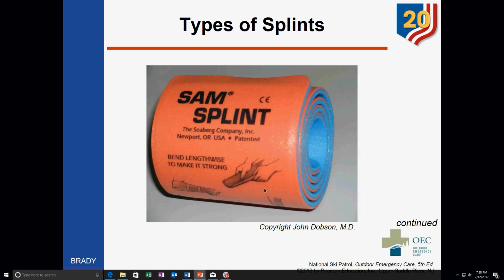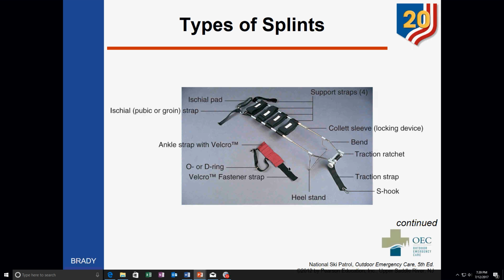Remember, they've got their gloves on. SAM splints are great. You can use them for C-collars. You can use them for just about anything. There are different ways to bend them to make them as strong as plaster of Paris. You should carry one in your backpack. We're on the hill, and they're always available in first aid.